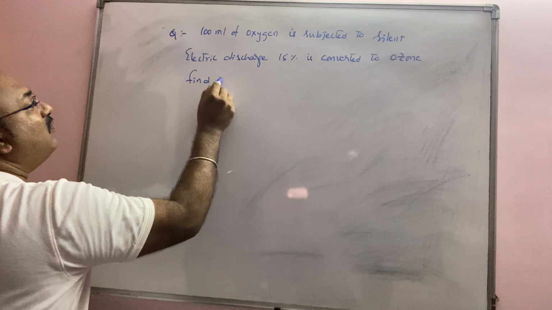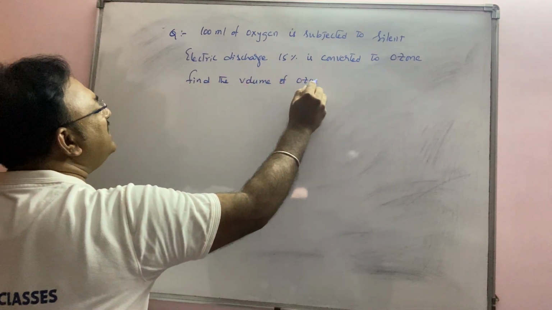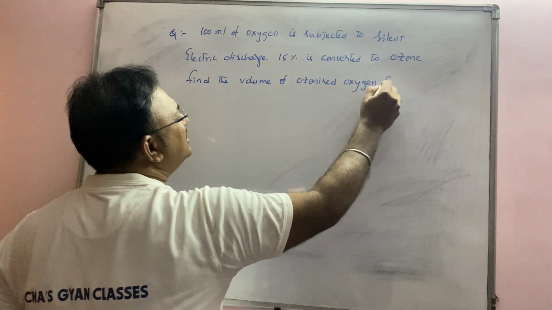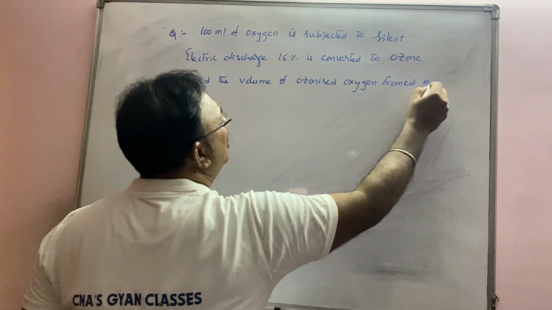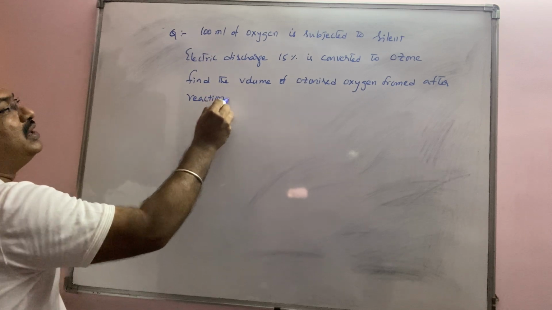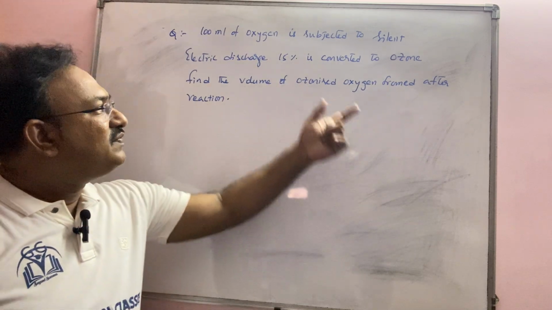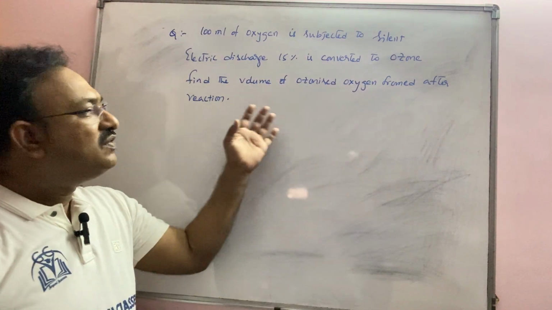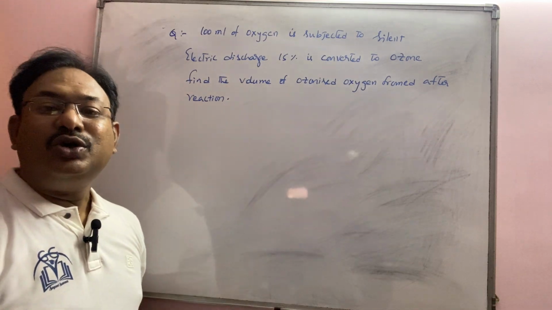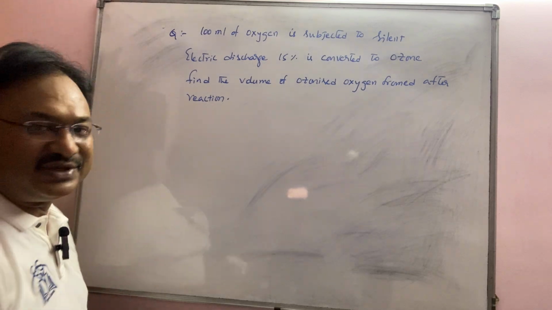Find the volume of ozonized oxygen formed after the reaction. See, this is the question. 100 ml oxygen is subjected to silent electric discharge. 15% is converted to ozone. Find the volume of ozonized oxygen formed after the reaction. Ozonized oxygen means a mixture of ozone plus oxygen together called ozonized oxygen.